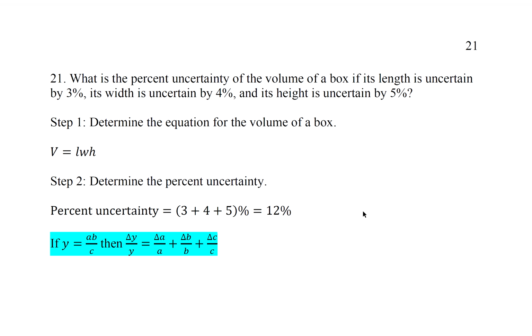Question 21, what is the percent uncertainty of the volume of a box if its length is uncertain by 3%, its width is uncertain by 4%, and its height is uncertain by 5%? This is what we get here. By using the equation, we just add up the uncertainties.